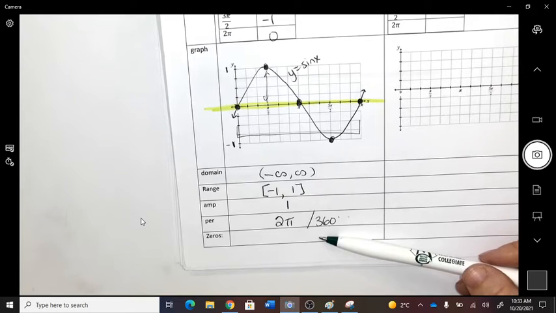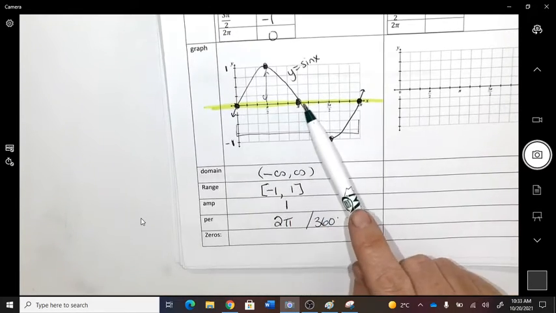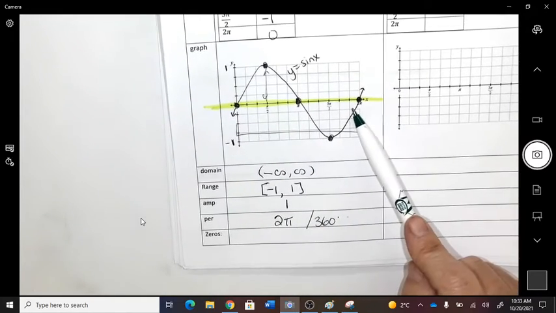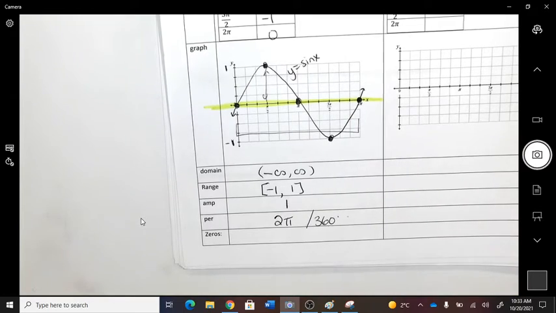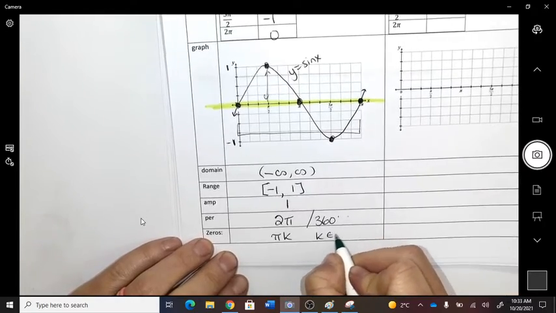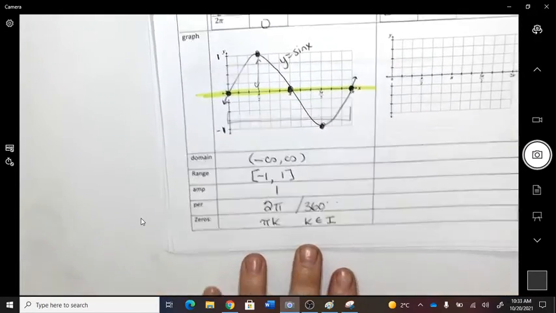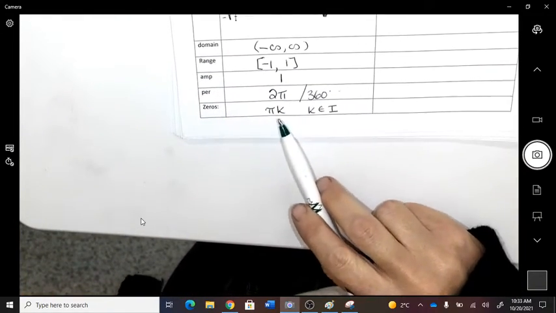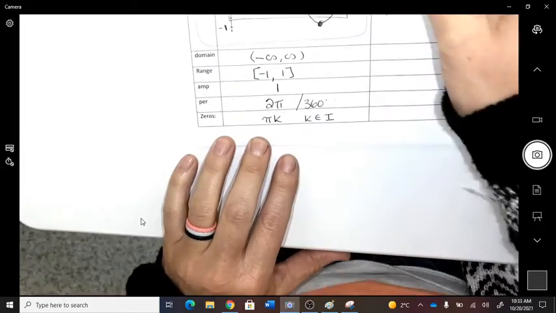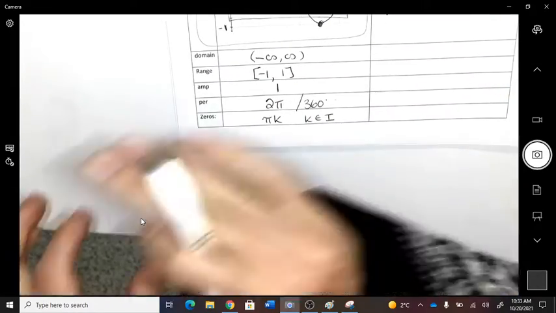And where are the zeros of this graph? At 0, at pi, at 2 pi. So what increment are they hitting? Pi k. Every increment of pi. So at 0 pi, at 1 pi, at 2 pi, it's going to hit at 3 pi again. So that needs to be in your head, this visual. That's a sine curve.